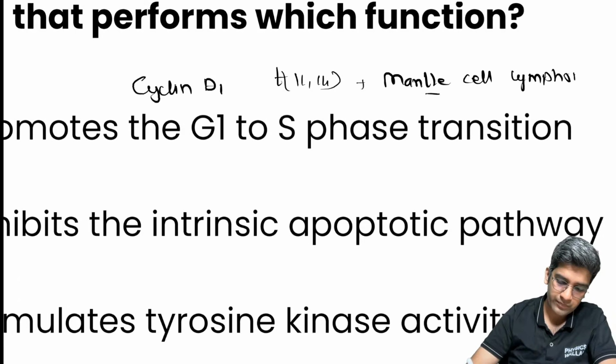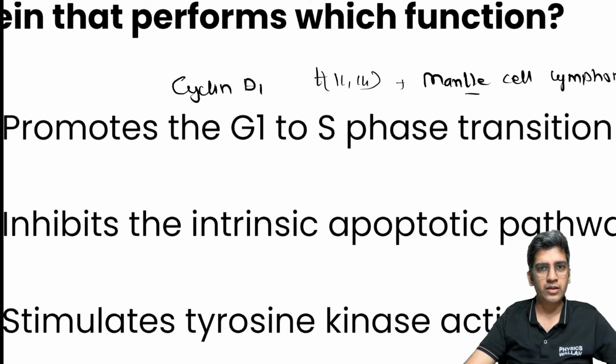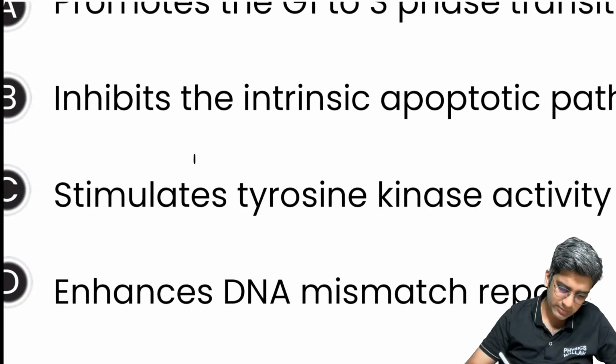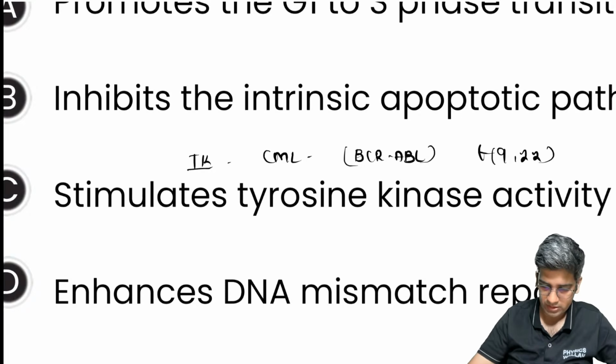Okay. Next, let's go to option C. Stimulates tyrosine kinase. Tyrosine kinase is a very common finding, right? I'm sure you know that. Tyrosine kinase, you see them in your CML, your BCR-ABL translocation, right? Your translocation between 9 and 22. Okay.